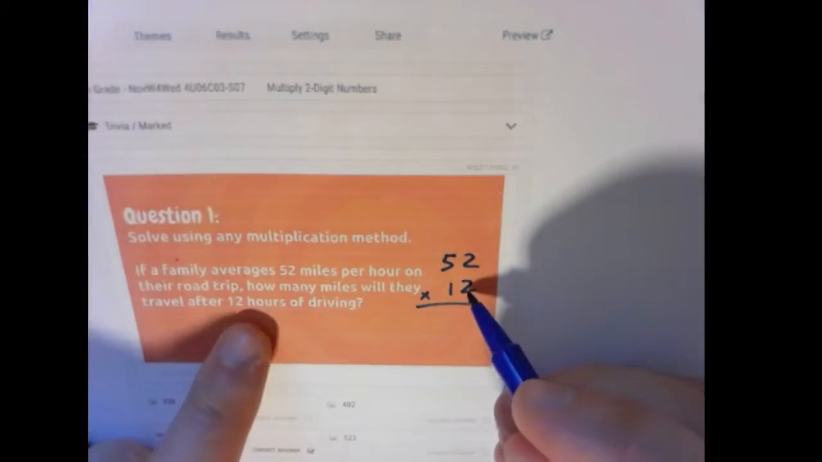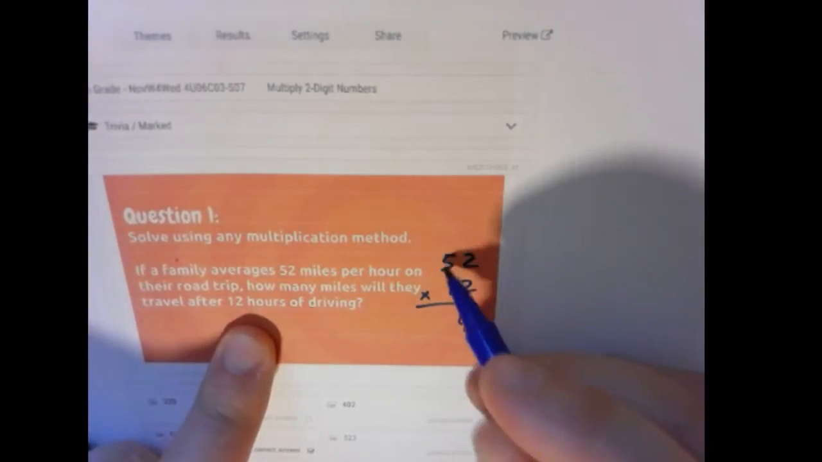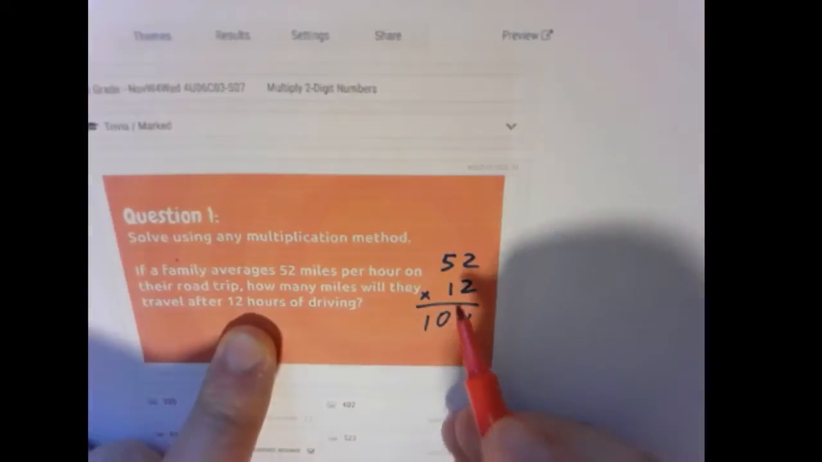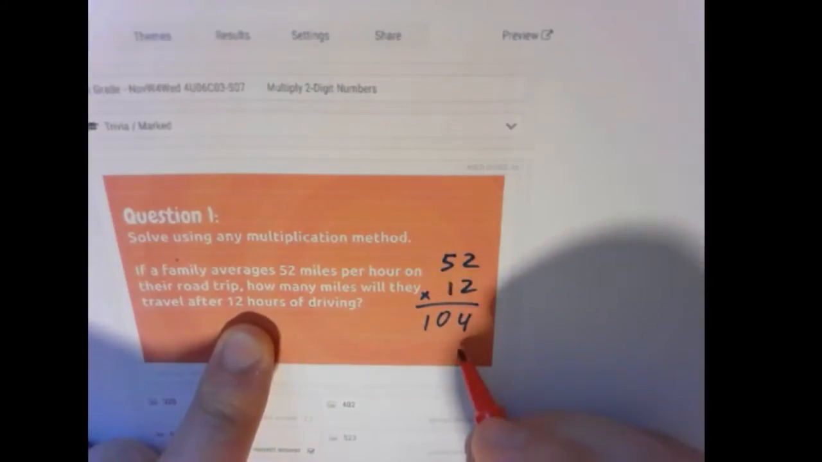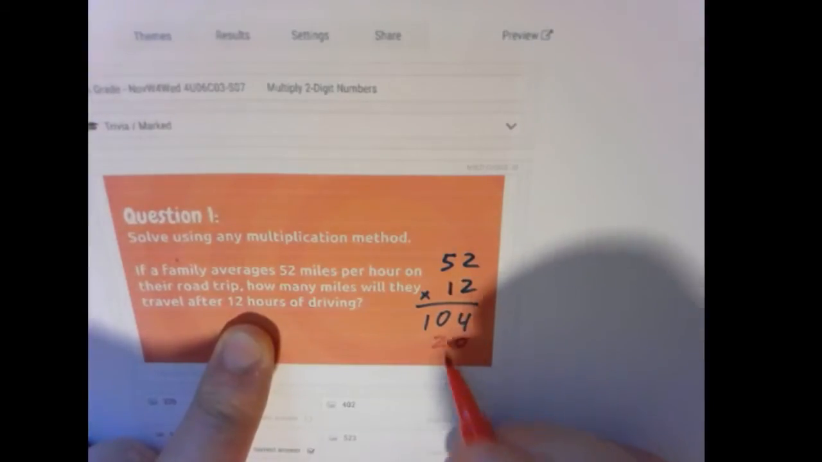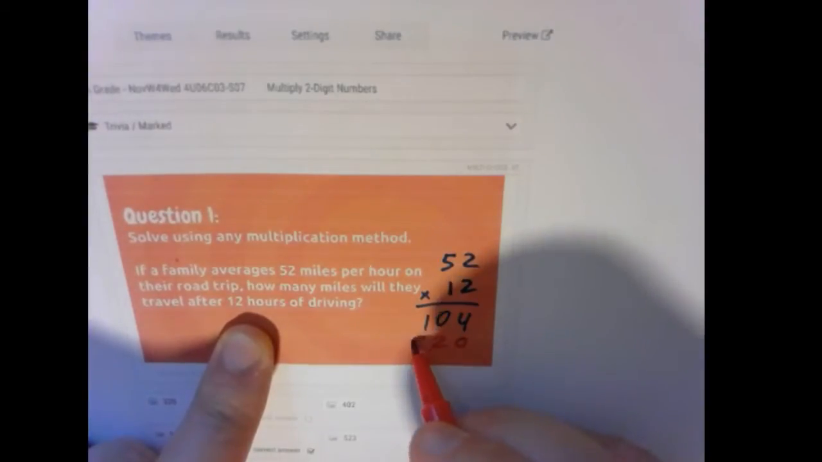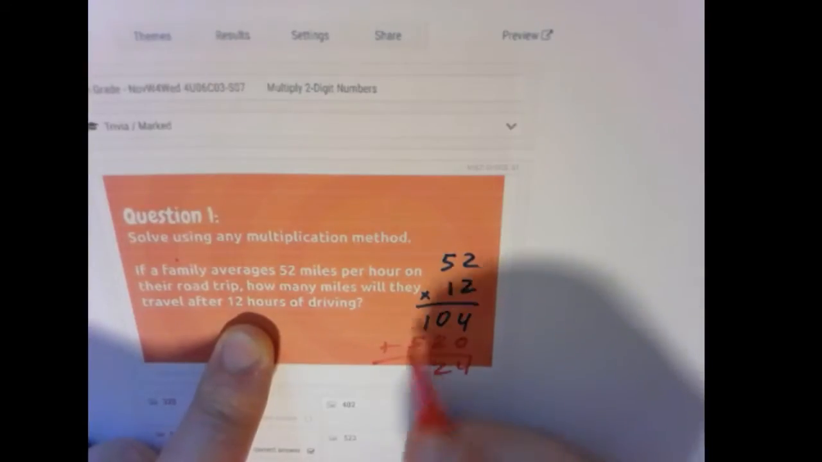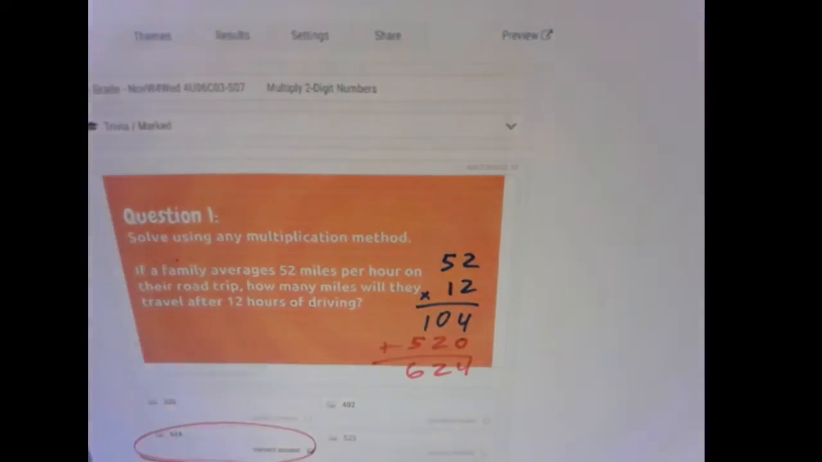Okay, so if we multiply these, 2 times 2 is 4, 2 times 5 is 10. Now we're going to be doing the 1, but first we need to add our placeholder. 1 times 2 is 2, 1 times 5 is 5. Add these together, 4, 2, 6. 624 is what we're looking for. 624 miles.